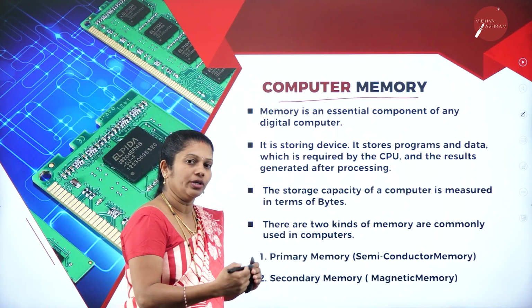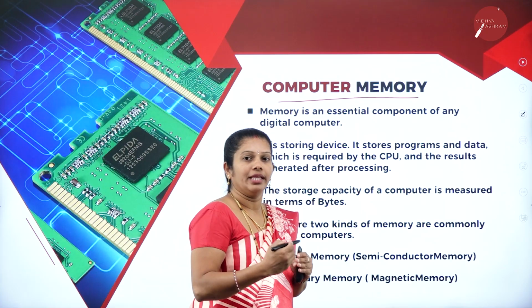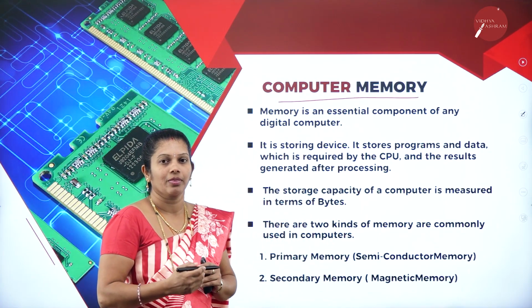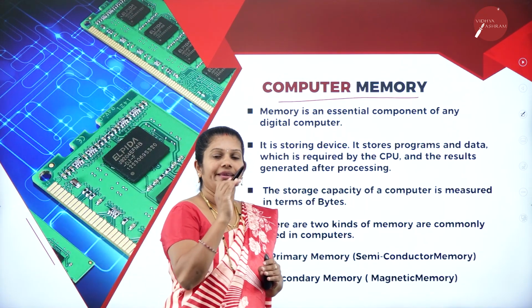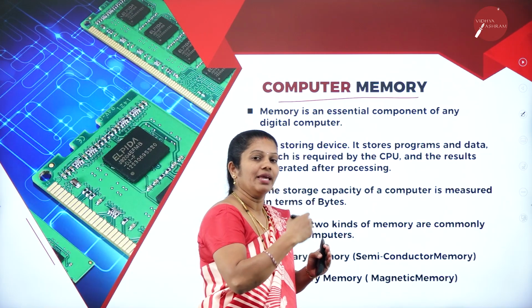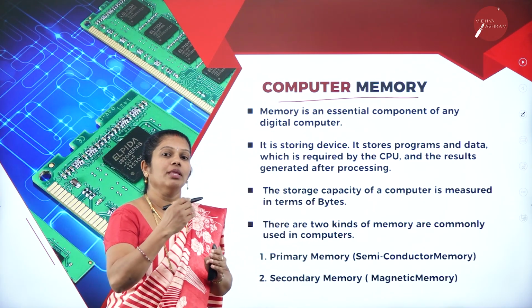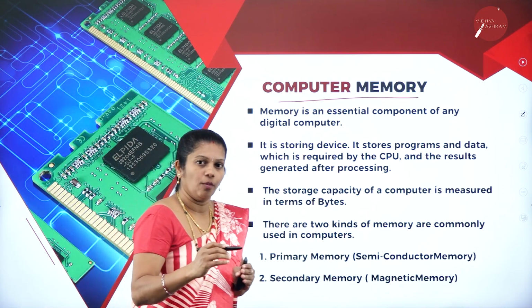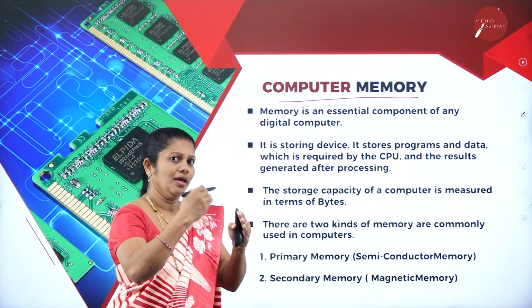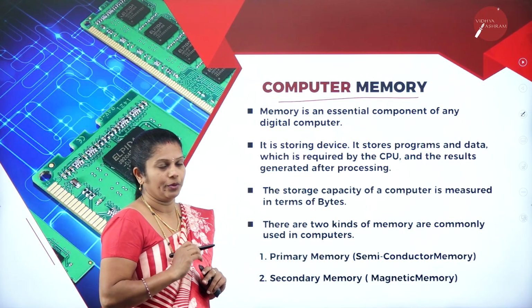And when we come to the types of memory, we have primary memory as well as secondary memory. And usually this is calculated in the format of bytes. The capacity of the system is identified by how many bytes it contains, whether it's kilobytes, megabytes, gigabytes, terabytes or petabytes. By that we are going to calculate the memory.